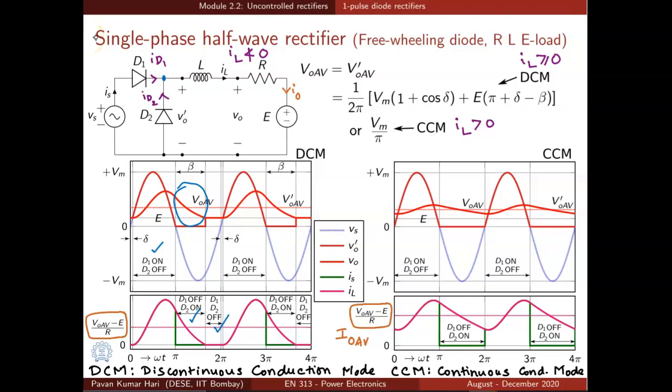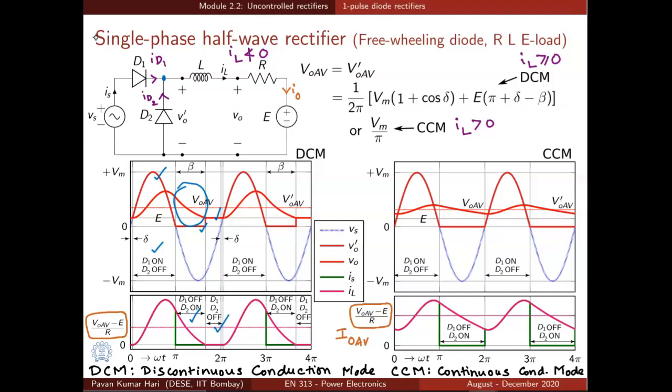So there are three kinds of segments in voltages VO dash and VO. VO dash is equal to the input voltage in the positive half, after the input voltage has crossed E. So it has a sinusoidal segment. And then when D2 is on, VO dash is 0, and that happens for an angle beta after pi. So that is this particular segment. And the third segment is when VO dash is equal to E. VO dash is equal to E when none of the diodes are conducting.